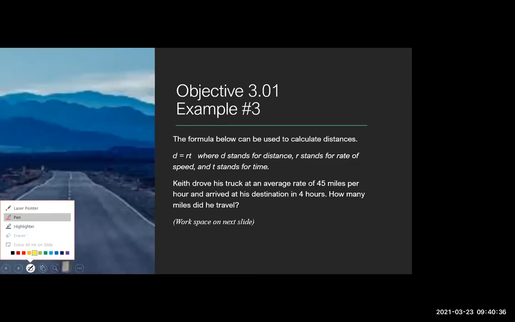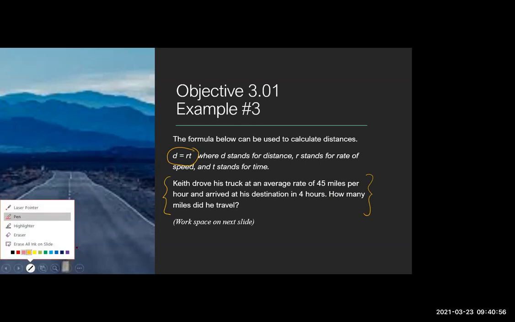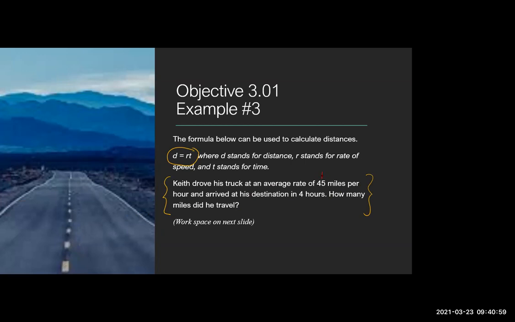So here is a formula that is often used to find distance. D equals RT, where D is the distance, R is the rate, T is the time. So let's look at our problem, okay? Keith drove his truck an average rate of 45 miles per hour. I'm going to put an R there because that's what that means. And arrived at his destination in 4 hours. Okay, so that's time. How many miles did he travel? So again, we're making these substitutions. We're going to put in 45 for R.